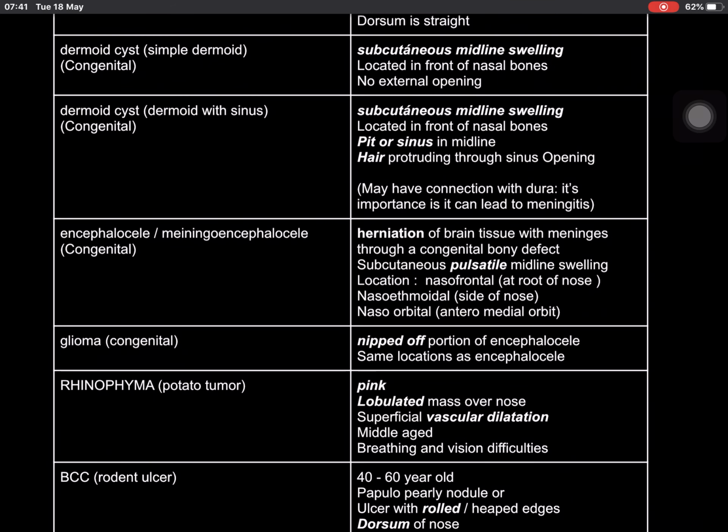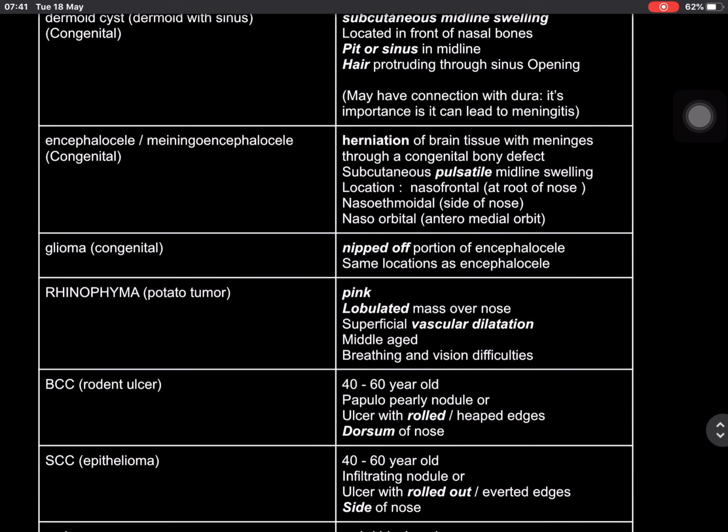Encephalocele or meningoencephalocele is a congenital problem again. It's a herniation of the brain tissue with the meninges. Clinically speaking, if you touch it, it's going to be pulsatile and it's a midline swelling. Glioma is a nipped-off portion of the encephalocele, so the person has an encephalocele, but the stalk is cut off.